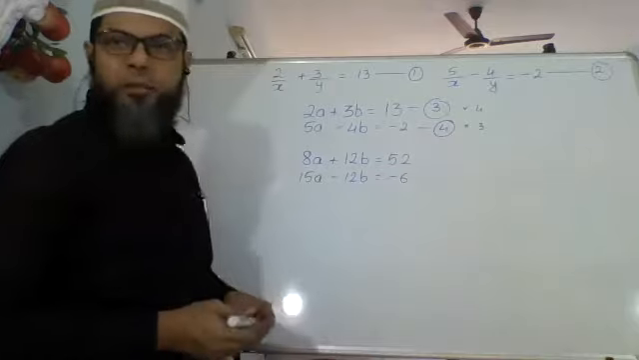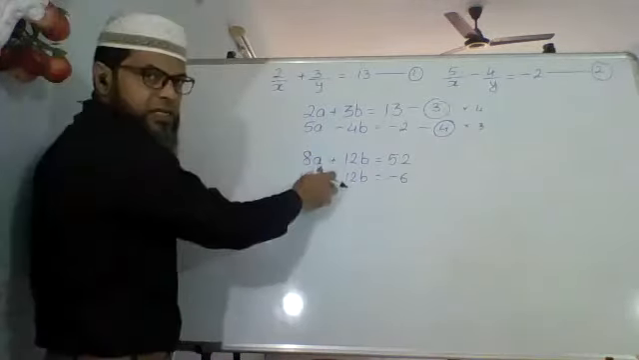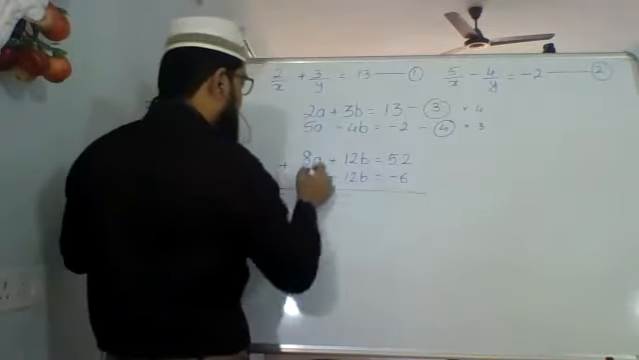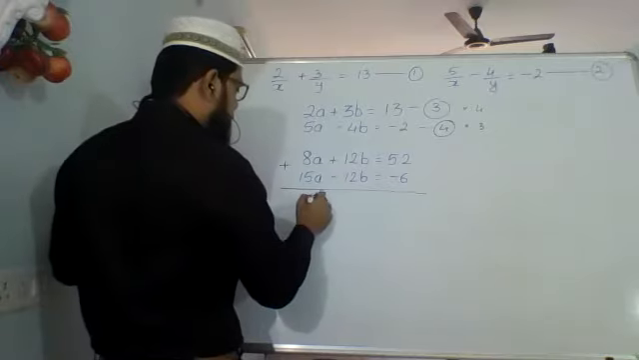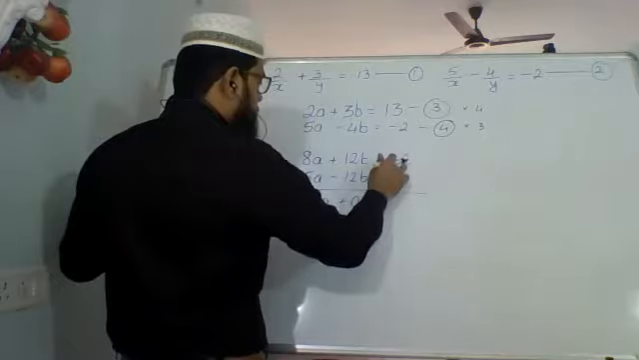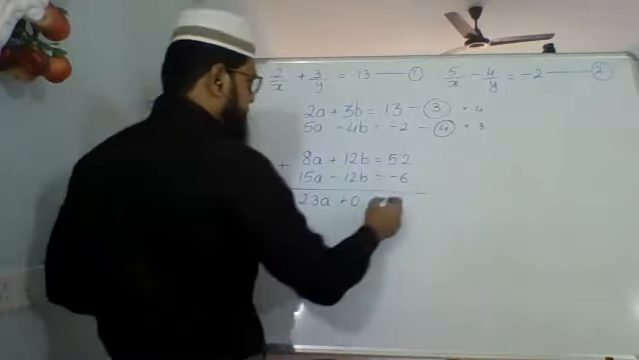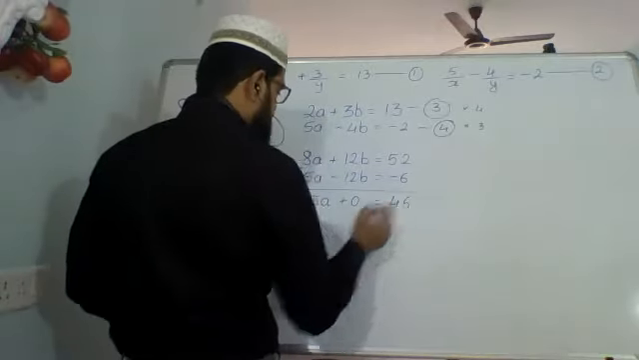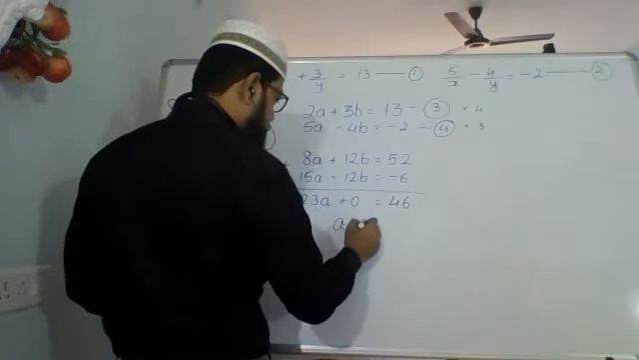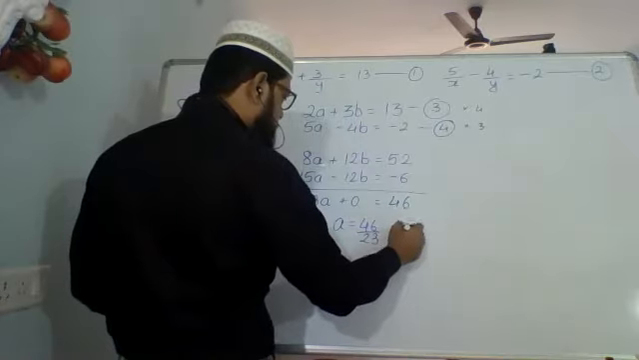15a minus 12b minus 6. Elimination: since the signs are opposite, I just have to add them. If I add them, 8a plus 15a is 23a. This will become 0. 52 minus 6 is 46. 23a equals 46, so a equals 46 upon 23, which is equal to 2.